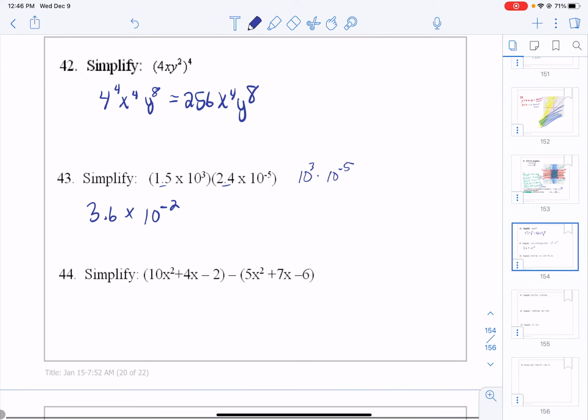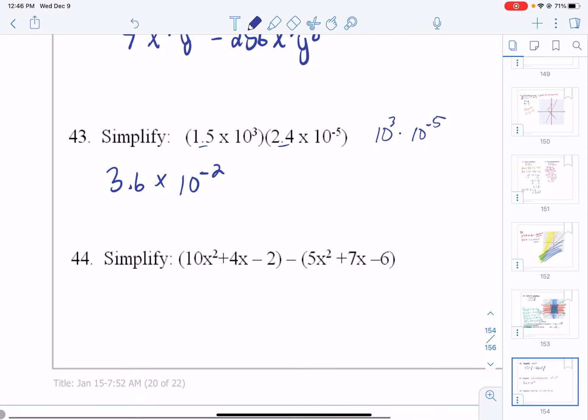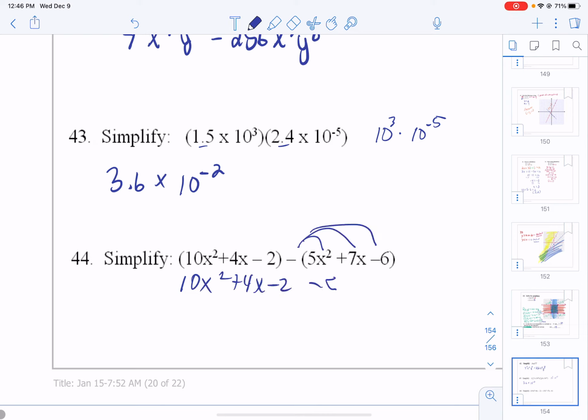Let's look at 44. To subtract two polynomials, the one in the back, distribute the negative 1 to all pieces. So I just multiplied all those by negative 1 so that I can combine like terms.